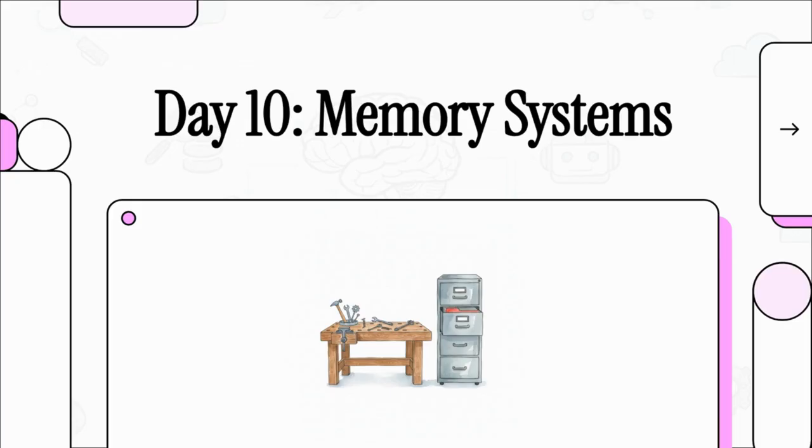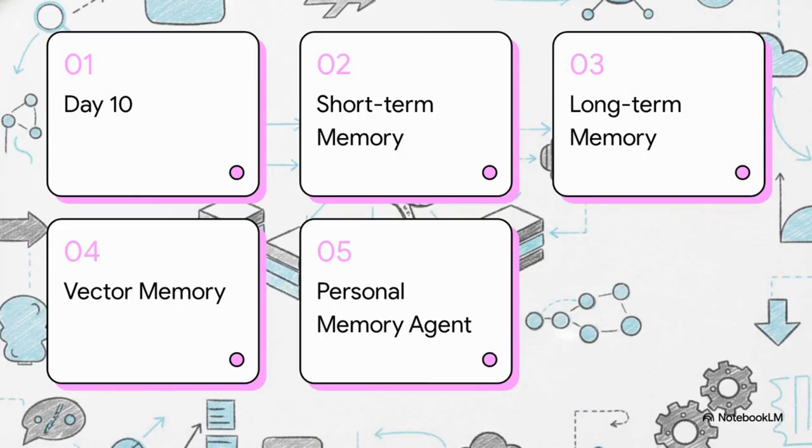Welcome to this explainer on agentic engineering, where we're going to break right through that bottleneck. Today is day 10, and our focus is entirely on memory systems. We are going to take the abstract idea of an AI's memory and break it down into the literal, actionable engineering components that make a true autonomous agent possible.